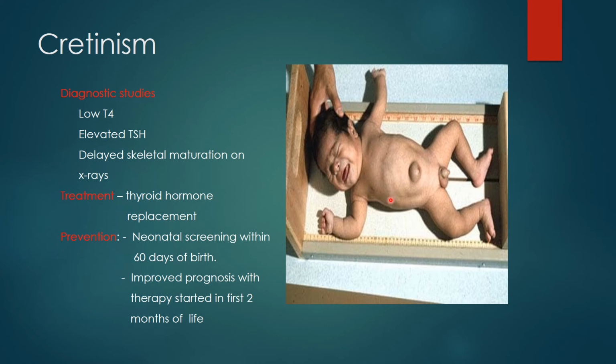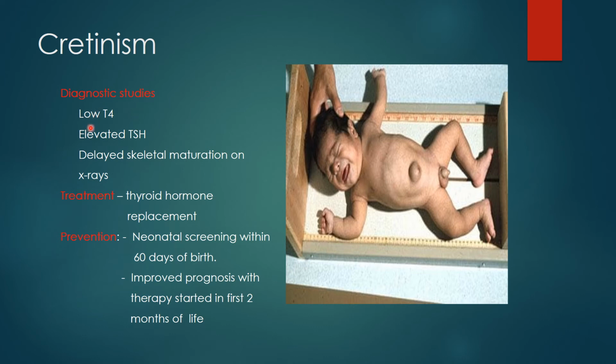Okay, now you can see there is an umbilical hernia in this child. You can see there is short stature, protrusion of the tongue, and there is umbilical swelling, which is herniation basically. How will you diagnose cretinism?